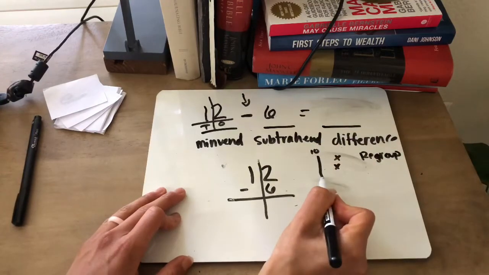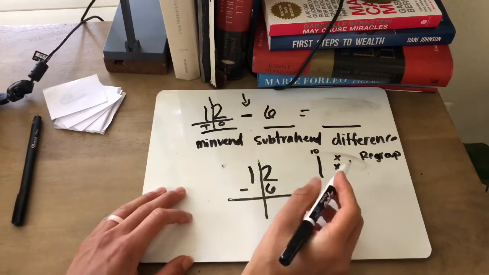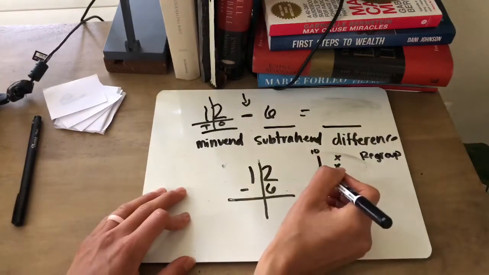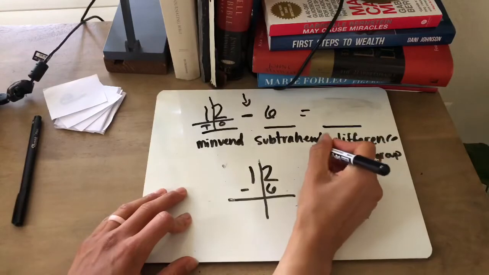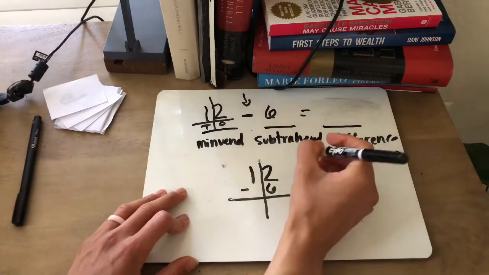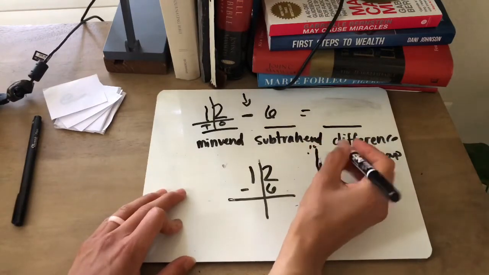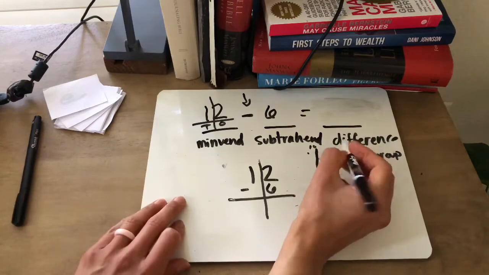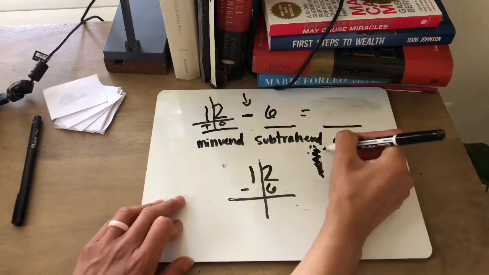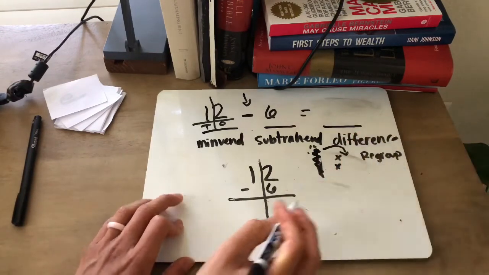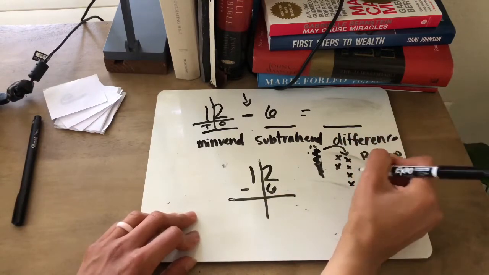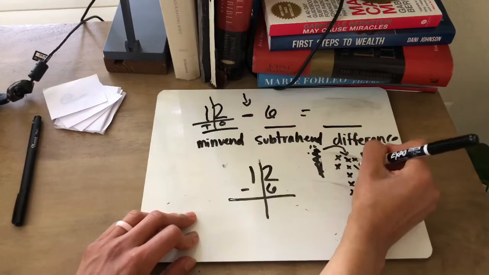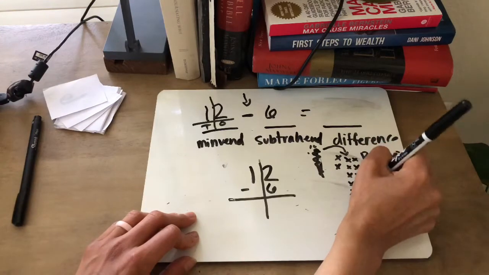From my tens place, I have 1 ten. I'm going to decompose my ten. Decompose means to break apart. So I'm going to break this one apart, and I'm going to move it over to my ones place. So now I'm going to have 1, 2, 3, 4, 5, 6, 7, 8, 9, 10.